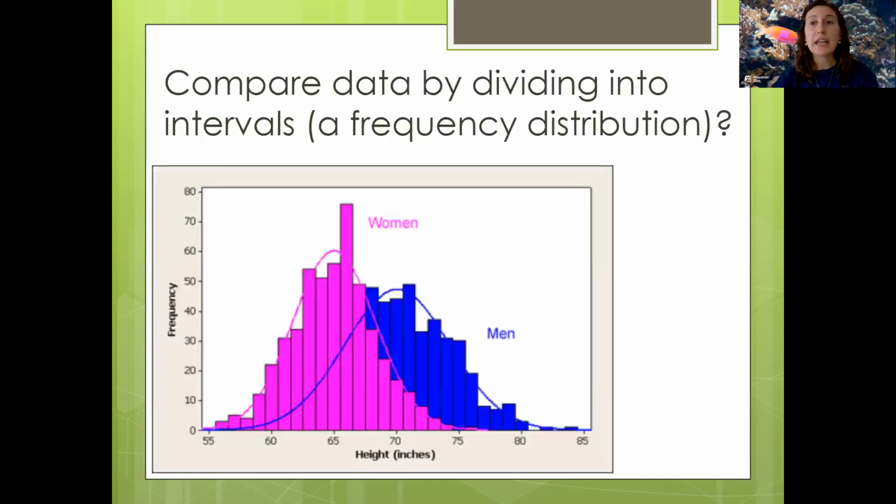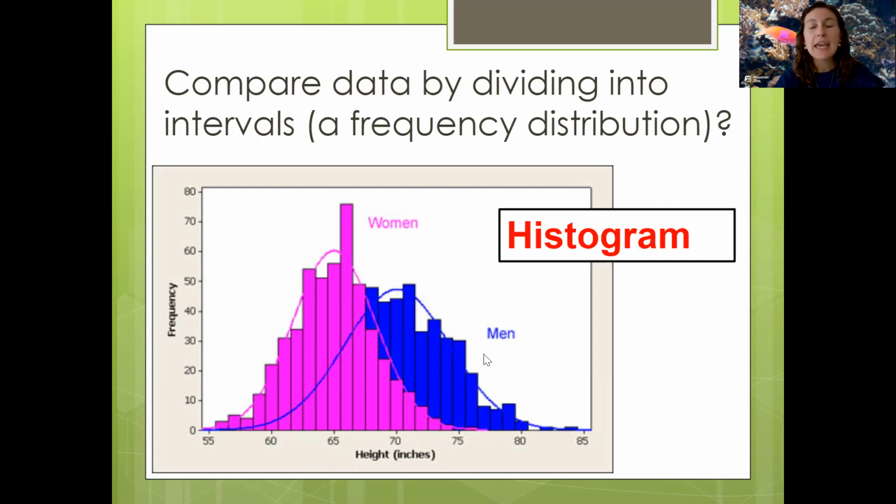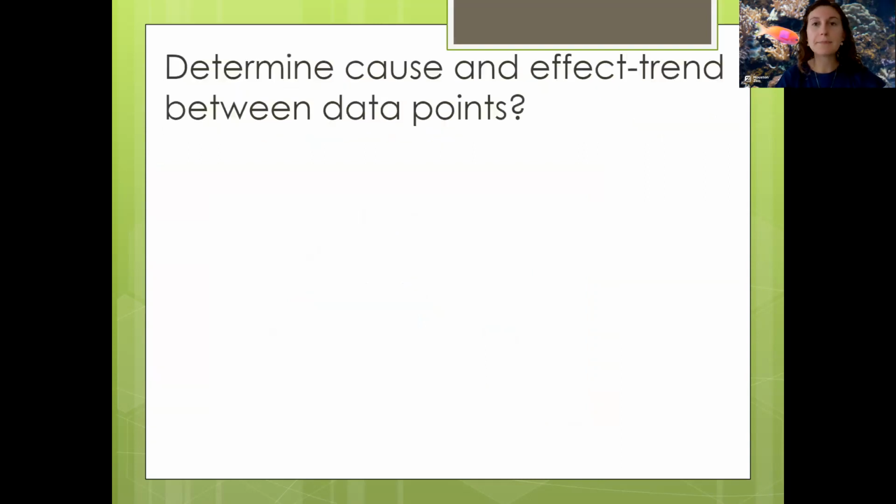If you're looking at different intervals, so if you're looking at age or height, but you're dividing it by inches and you're seeing frequency, or how many people for each of those, this would be a histogram. Histograms we use a lot for populations. You're not going to really use it for your tomato plants for our experiment because you're not going to have hundreds of data points, right? Our data points are going to be like 12. So because of that, we're not going to do a histogram. But when you've got a lot of data, histograms are really good for that.